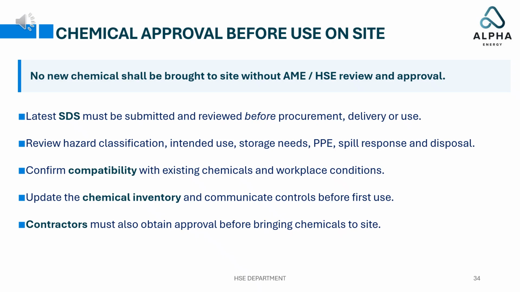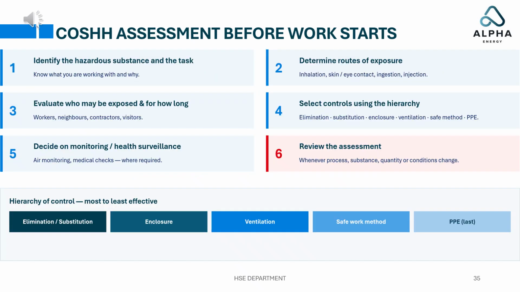Once the chemical is approved, we update the chemical inventory and communicate all controls before first use. Every person who will work with that chemical needs to know about it and understand the controls. And this applies to contractors too. Contractors must also obtain approval before bringing chemicals to site. No exceptions. This approval process is designed to protect everyone. Don't bypass it.